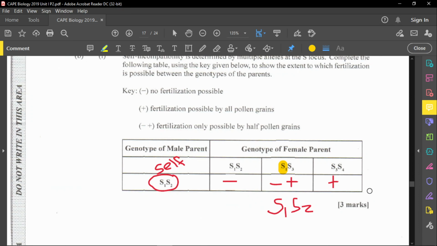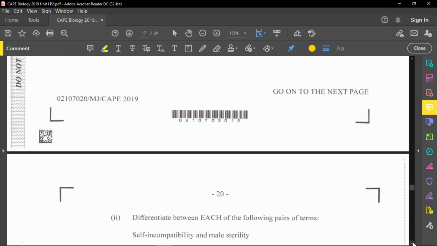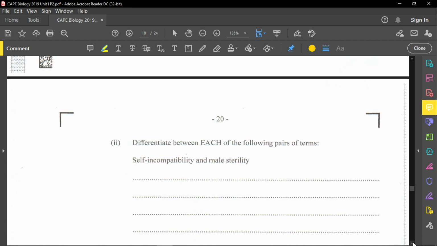All right, so now let's jump on to the next part of the question. And so here now we said, differentiate between each of the following terms. And so we're going to differentiate between self-incompatibility and male sterilization. So what's the difference between self-incompatibility and male sterility? Which is the same thing as male sterilization. All right, so let's quickly do that. And then we're going to be out of here real quick.